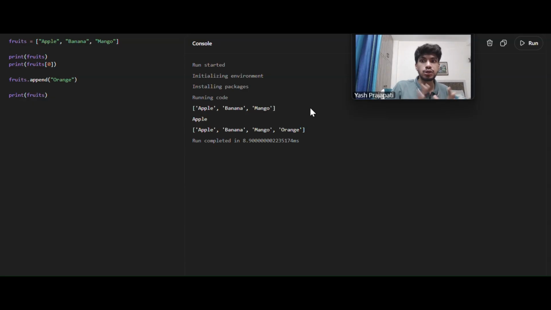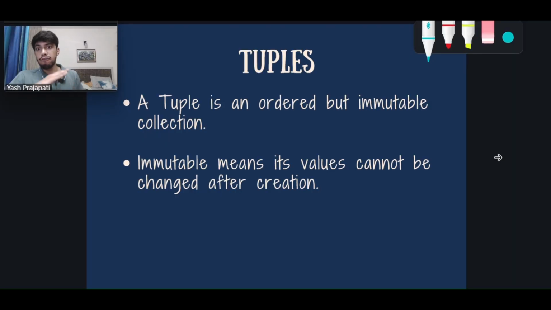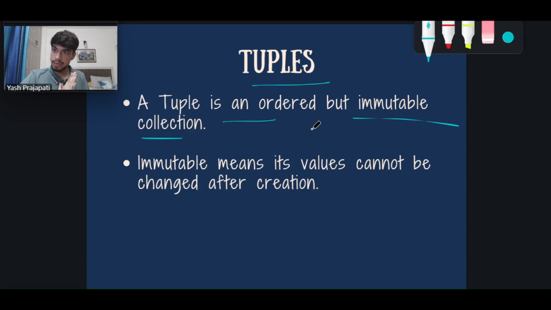Like this we can use different methods of list, and this is a simple way we can use list. We have another data type which is called tuple. Tuples are similar to the list, but we cannot change them after creating them. A tuple is an ordered but immutable collection. It has some order, some position of elements, but it is an immutable collection.